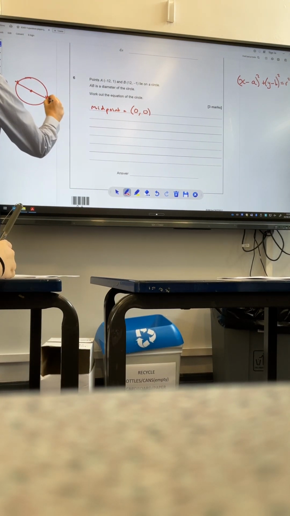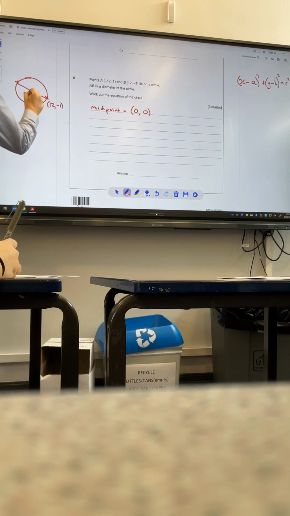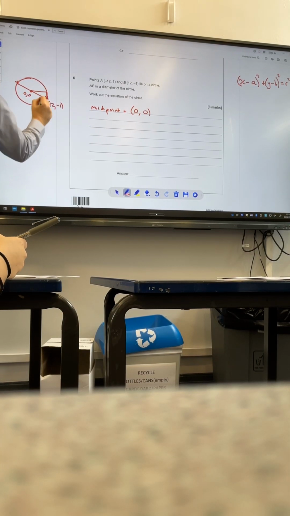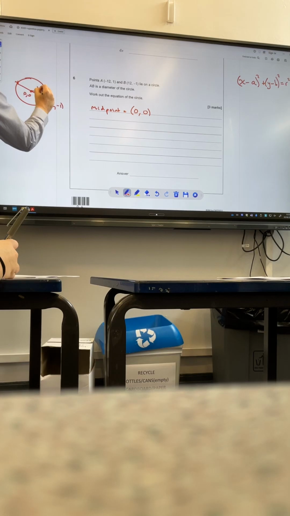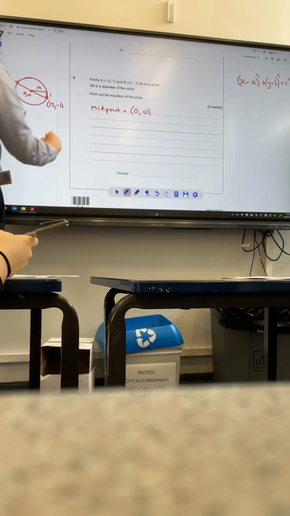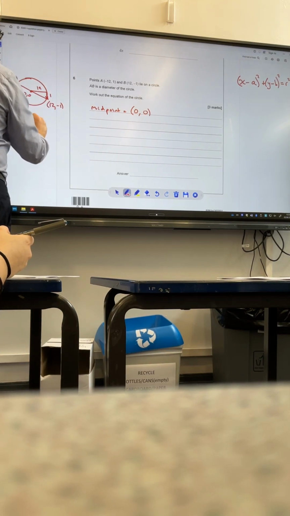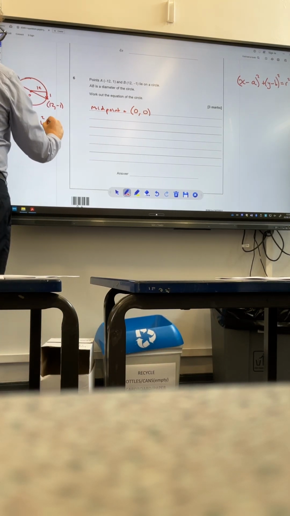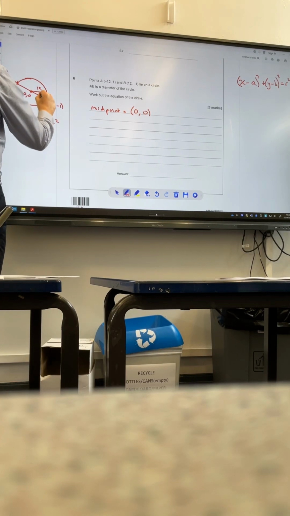12, minus 1. And this we know is the point 0, 0. If you think about a right angle triangle, it's gone from 0 to 12, so that's 12. And it's gone from 0 to minus 1, so that's a drop of 1. A little bit of Pythagoras, and we're going to get 12 squared plus 1 squared equals our radius squared.